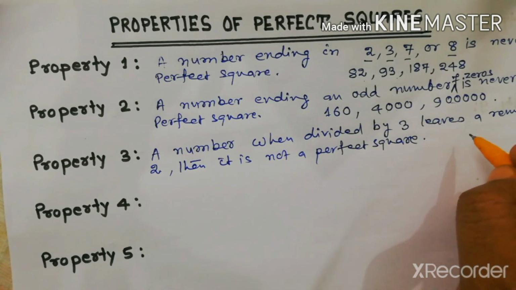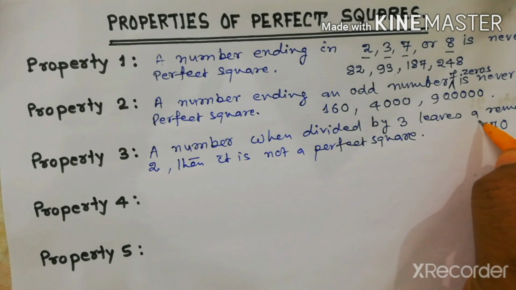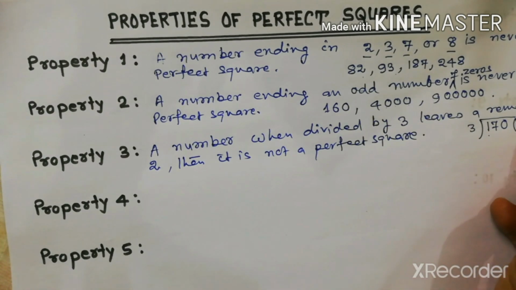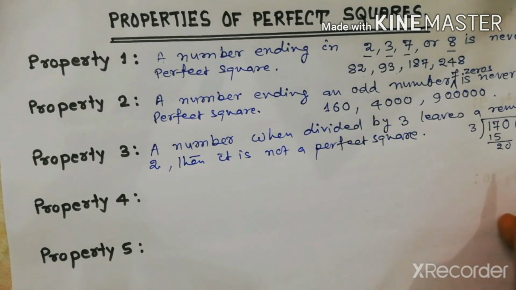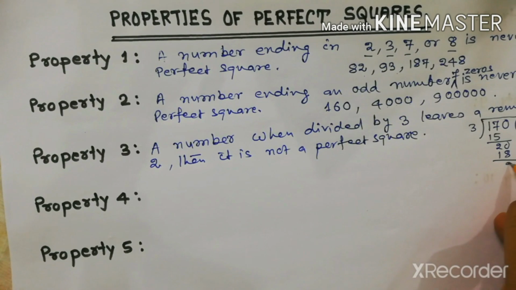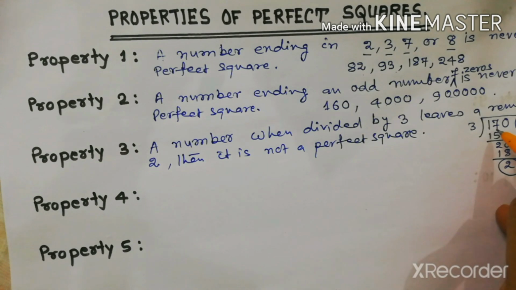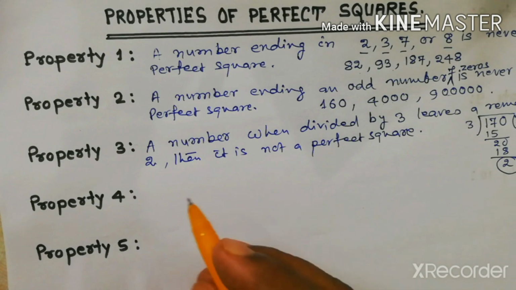So let us check taking one example. Suppose 170 is a number. If you divide this 170 by the number 3, then 5 3s are 15 and 6 3s are 18 and the remainder is 2. So if the remainder is 2, then this number is not a perfect square. So if a number when divided by 3 leaves a remainder 2, then it is not a perfect square.